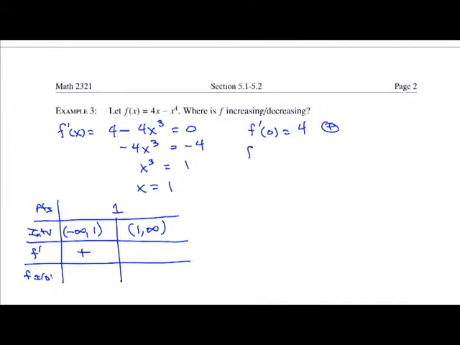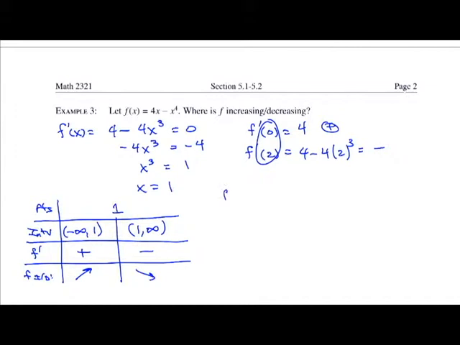And then I can test it at 2. Again, you're choosing these numbers based on the intervals, 0 and 2. And so 4 minus 4 times 2 cubed. I don't know what that is, but it's certainly going to be negative. And that means it's increasing and then decreasing.